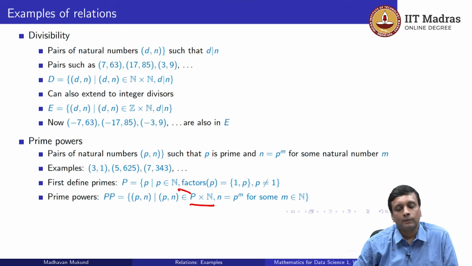So n is p to the power m for some m which is a natural number, which could be 0. That's why we get 3 comma 1.